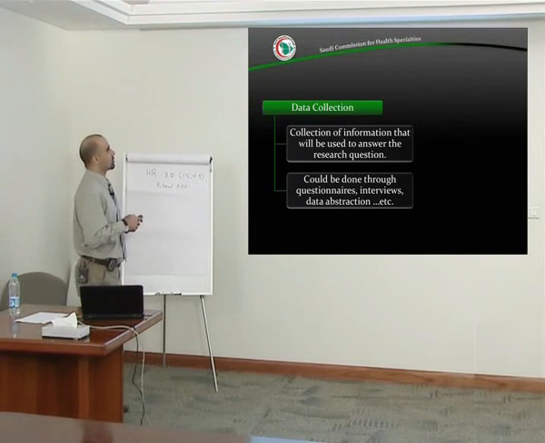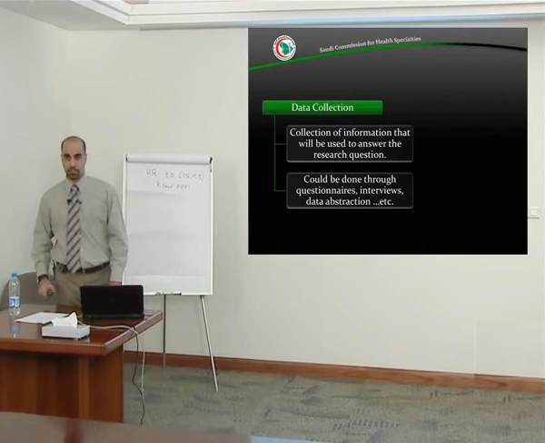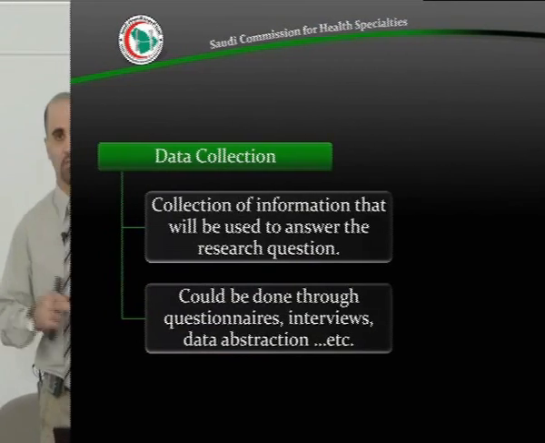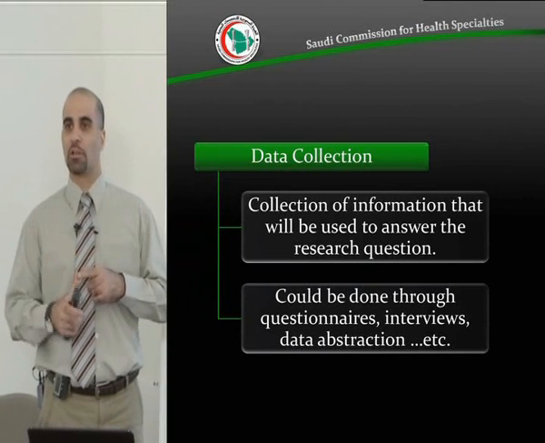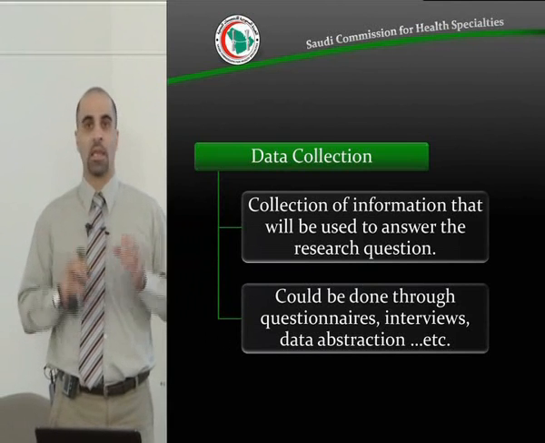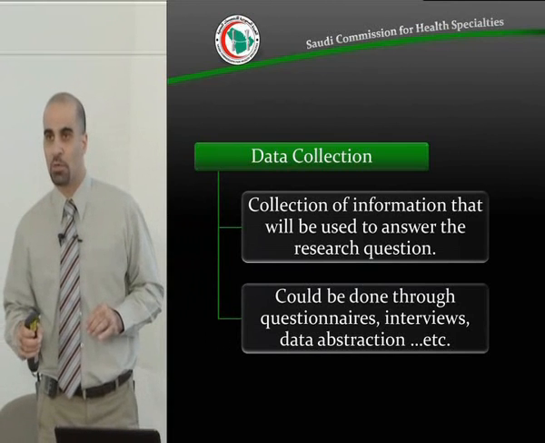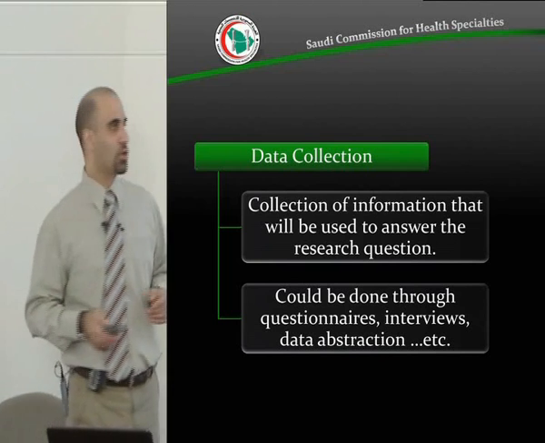Data collection is the collection of information that will be used to answer the research question. It has to be specified in the proposal. What are the questions that you are addressing? You're collecting information on age, gender, physical activity, family history, diseases, quality of life, and so on and so forth. It depends on the objective of your study, your literature review, right? And based on that, you decide what information you collect.